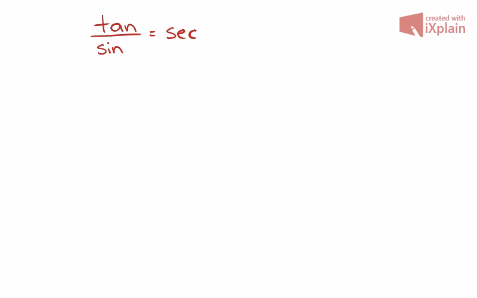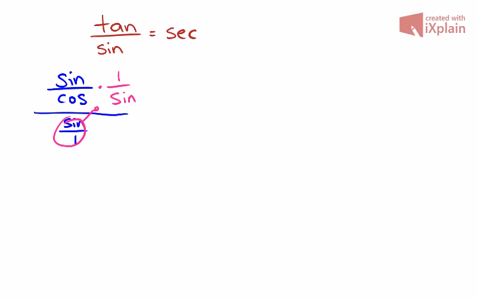Okay, so the first thing I want to do is rewrite tangent as sine over cosine. And then remember, we never change sine or cosine, so I just leave that as sine over 1. Now all we have to do, every time we divide with fractions, always take the bottom, flip it. So I'm going to change it from sine over 1 to 1 over sine, and I change it from dividing to multiplying.